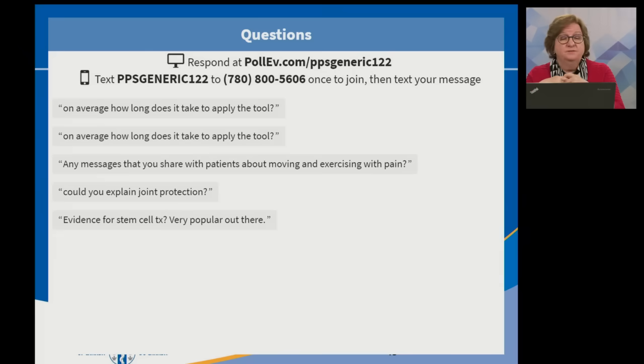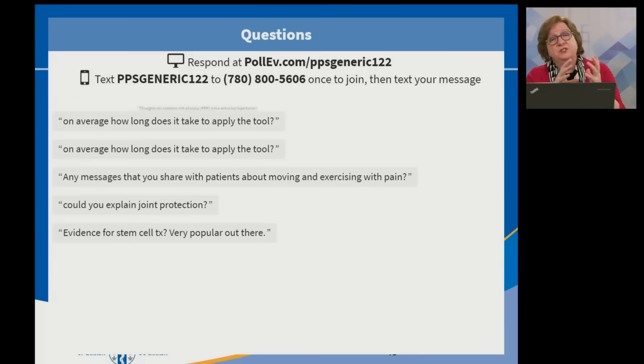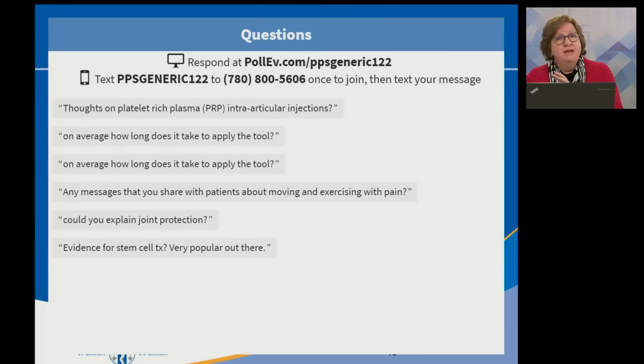On average, how long does it take to apply the tool? On average, we are looking at for a first-time assessment, about 15 to 20 minutes, and for follow-up, 10 to 15 minutes, with the history being approximately 5, the physical exam 2 to 5, and management being your 5 to 15.